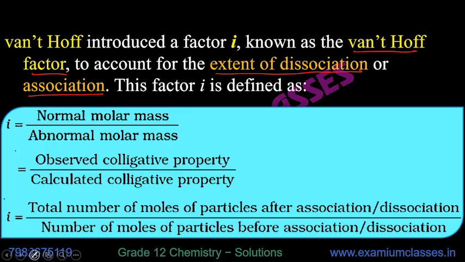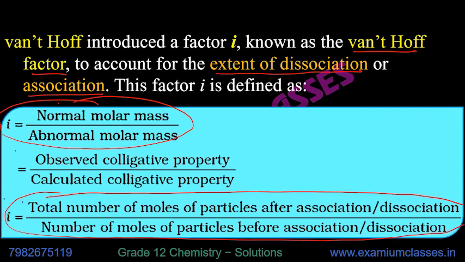There are these three formulas used. Mostly you will be using these two, this one and this one. This one you will be using when in the question itself it is given like observed colligative property and calculated colligative property, then you will be using this. So first task for you before I move forward: write and memorize these. Van 't Hoff factor i is given by normal molar mass divided by abnormal molar mass, and then I'll talk about where we will be using it. So write it, memorize it right now.